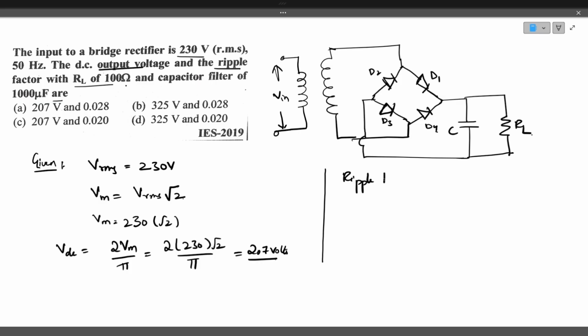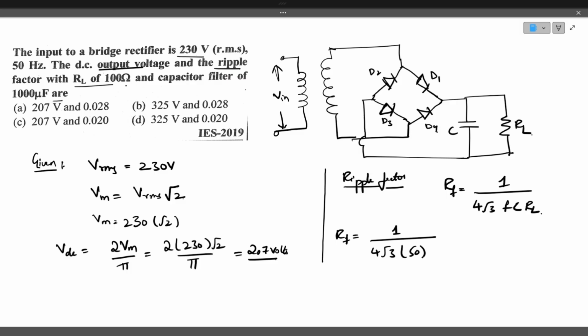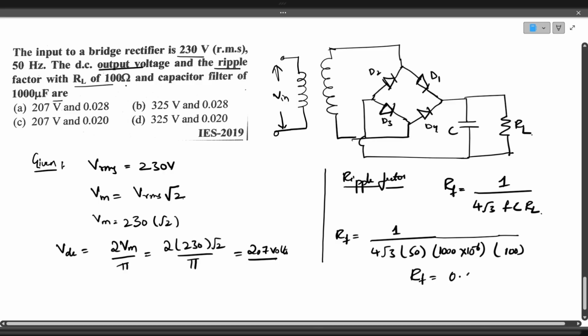The ripple factor of a bridge full wave rectifier with a capacitor filter is given as Rf equals 1 divided by 4 root 3 into frequency F, capacitance C, into RL. So substituting the values, 4 root 3, frequency is 50 Hz, capacitance is 1000 microfarads, and the load resistance is 100 ohms. So with this, you will get ripple factor Rf equals 0.028.